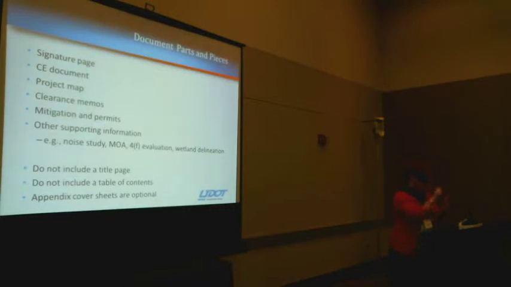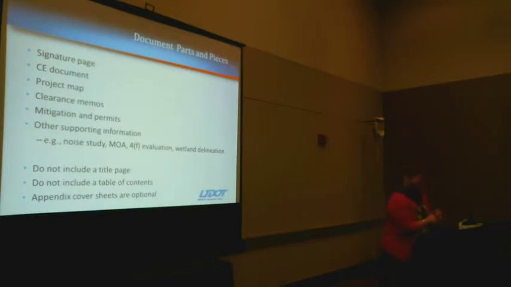Sometimes it's just a point, a line. It could be the map from the plan sets. You could use that. It could be a topo map. You have a variety. All of your clearance memos. If there's any mitigation measures or permits, you need to have those listed. And then other supporting information.